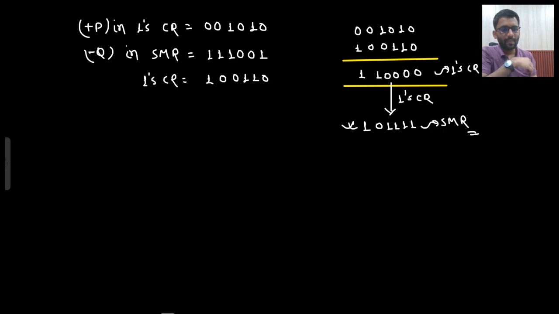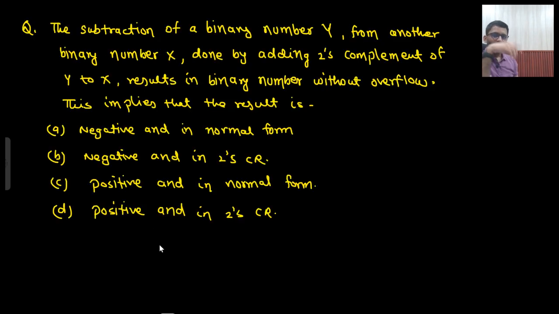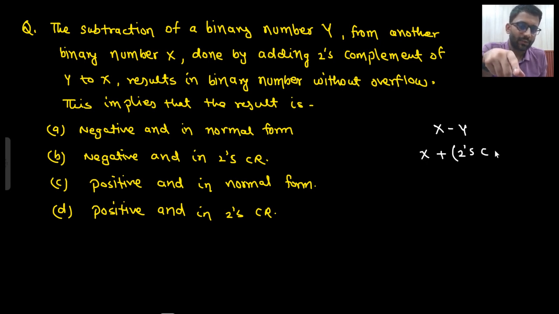Okay. Now the next one is a GATE question. The subtraction of a binary number y from another binary number x is done by adding x minus y, you are doing x minus y. What they are doing is x plus 2's complement of y, by adding the 2's complement of y to x. So this is how they are performing the subtraction, and the result in binary number without overflow implies that the result is what?